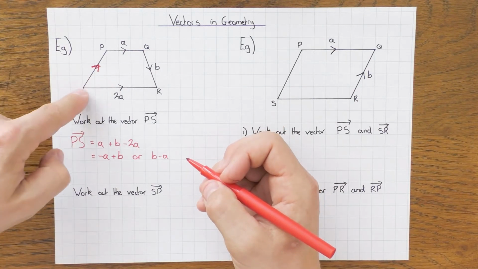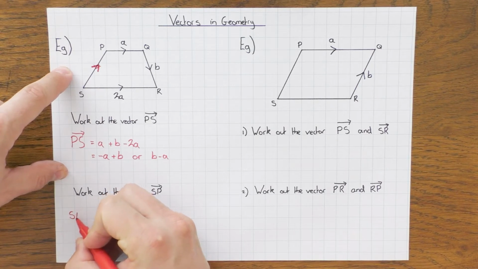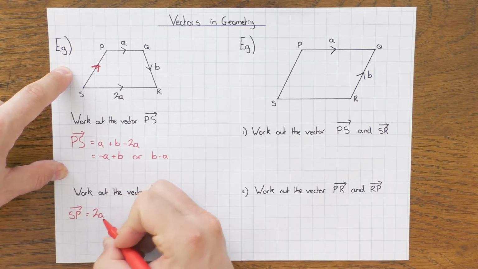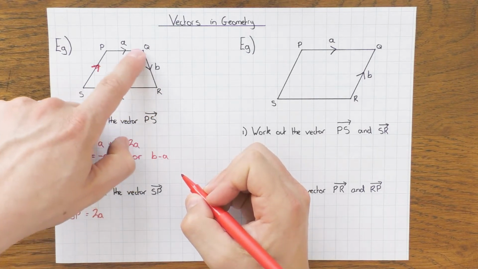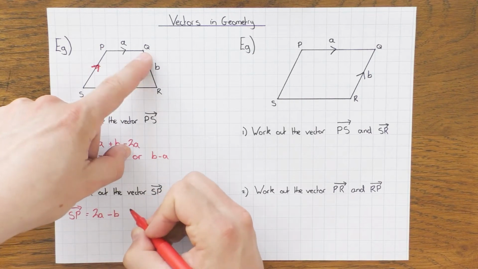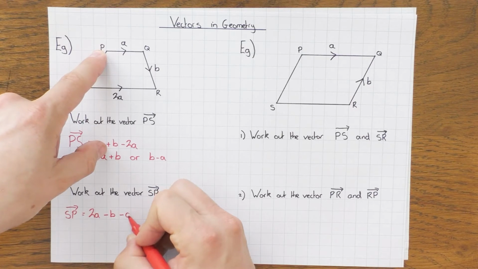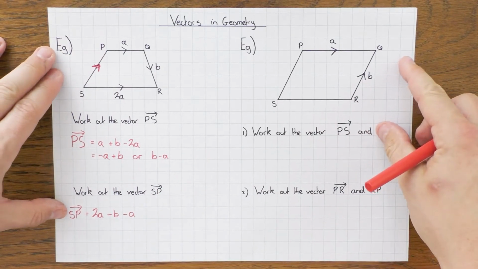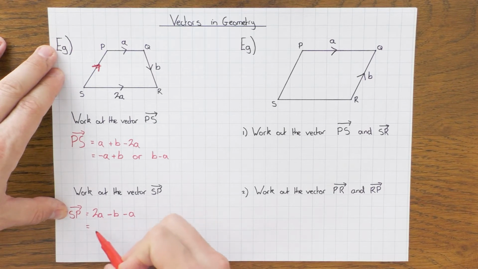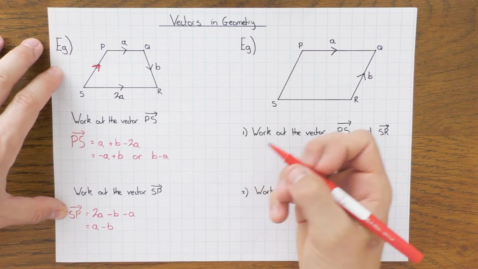So I'm going with the 2A this time. The arrow is pointing that way. So let's just set this up. S going to P, so I can have 2A, that's fine. But I'm going against B. I want to go that way, but the arrow is pointing this way, so I'm going to change that to a minus B. And exactly the same thing here. I'm going against A, so I need to change that to minus A if I'm going to go in the opposite direction. Little bit of simplifying. 2A minus A is A, and then of course I have the minus B.